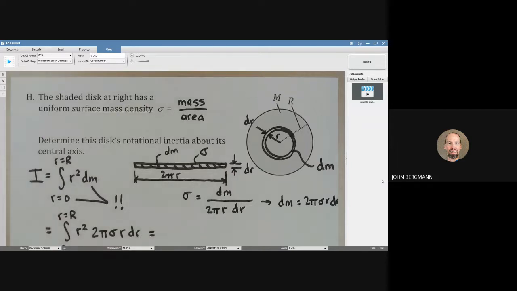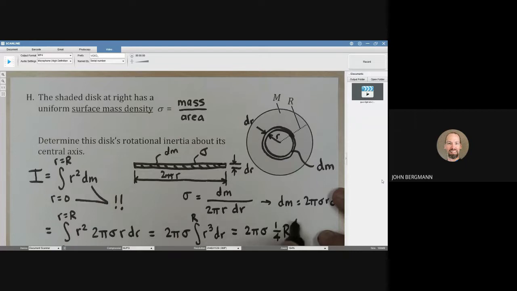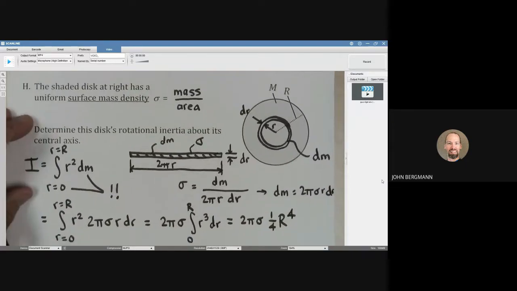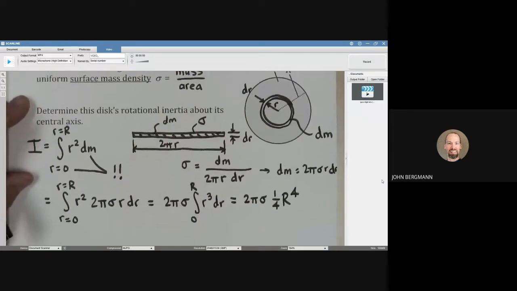What are the constants here? 2 pi and sigma are constants. I can pull those out, which means we're going to integrate from 0 to big R, r cubed dr. And when we do that, we get 2 pi sigma times 1/4 big R to the 4th. You check and make sure that all that's on the level.